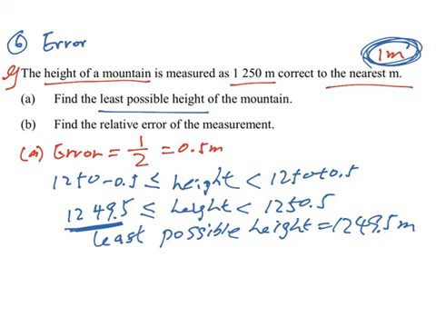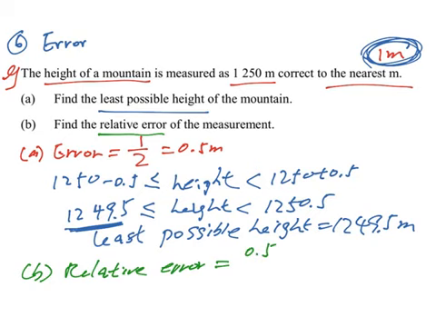Next, we will look at B. For part B, we need to calculate the relative error. For the relative error, we will use the error 0.5. That means this one divided by the measured height, 1,250. So we can get 0.0004. No units.